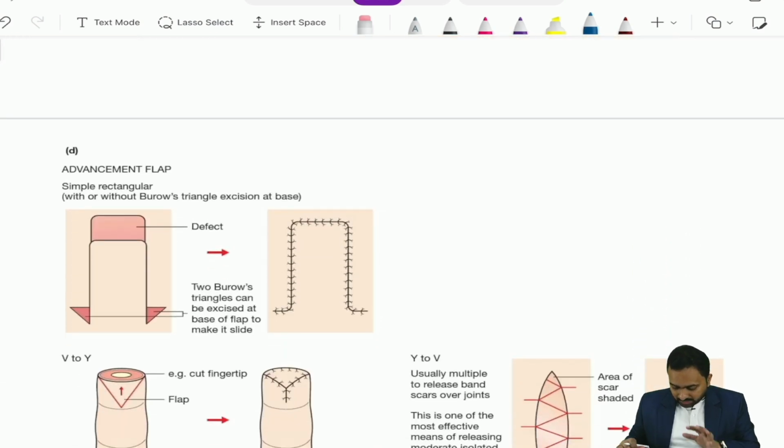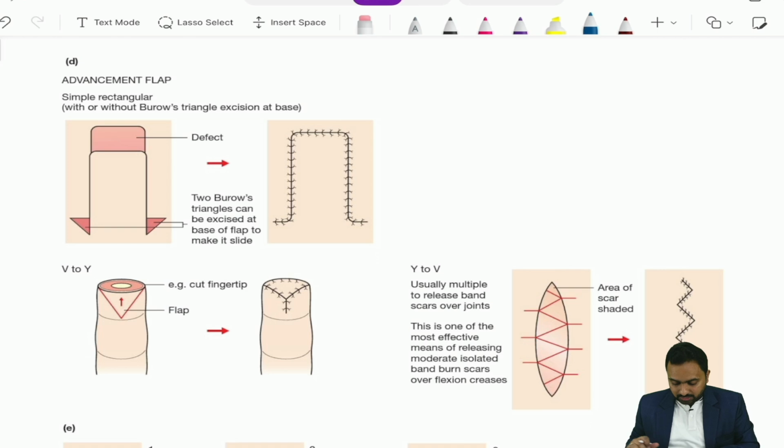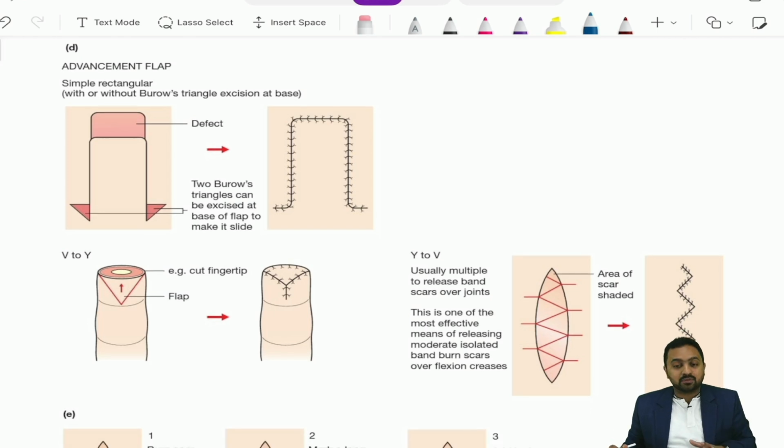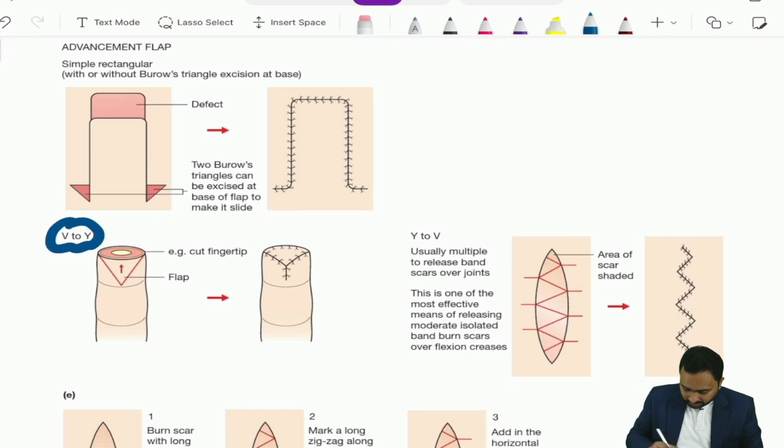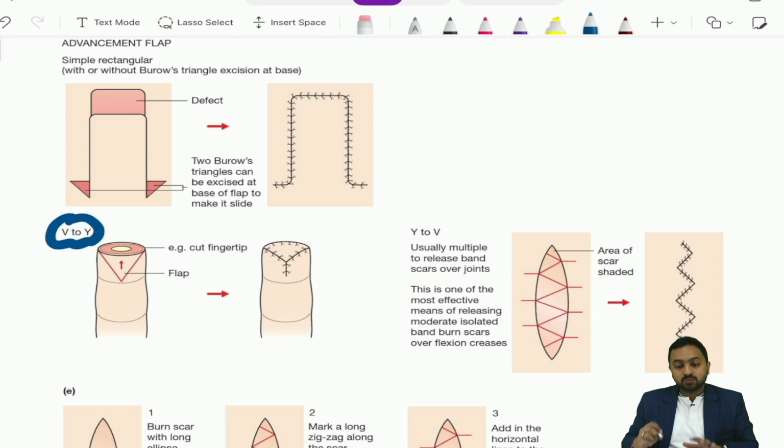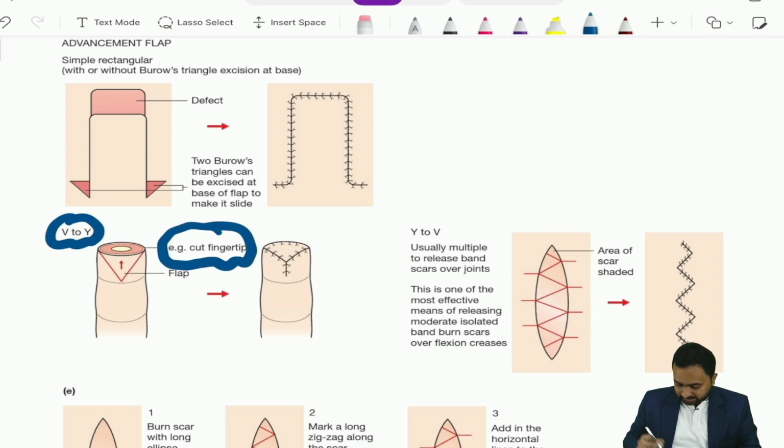Now next we have a few advancement flaps. You can see over here a simple rectangular flap, with or without Burow's triangle excision at the base, followed by primary closure. Then we have the V to Y advancement flap, which is used in fingertip cut defects.